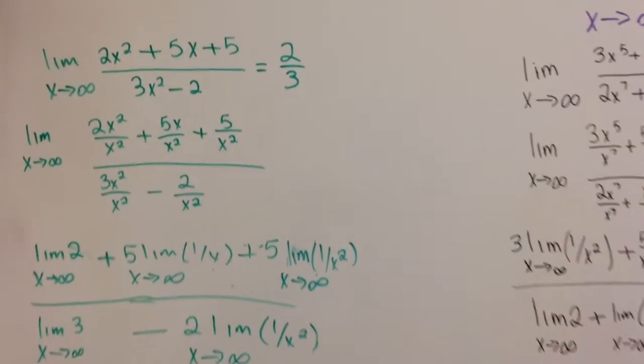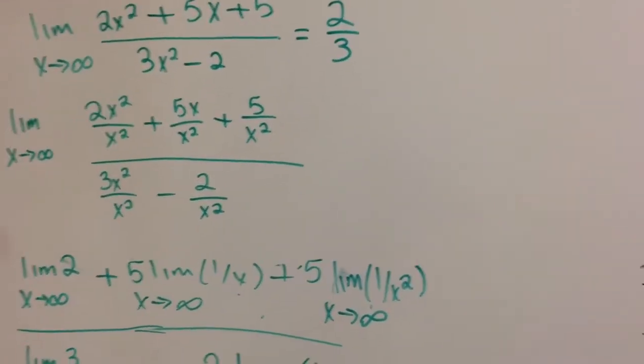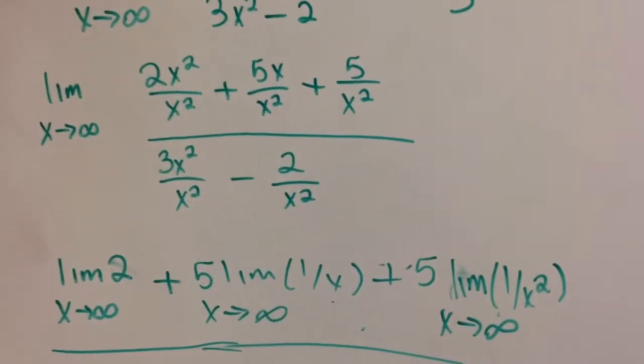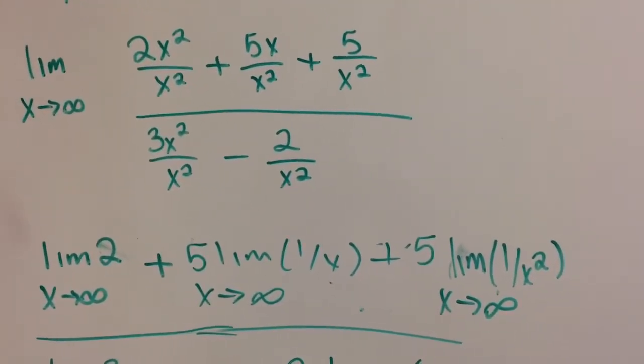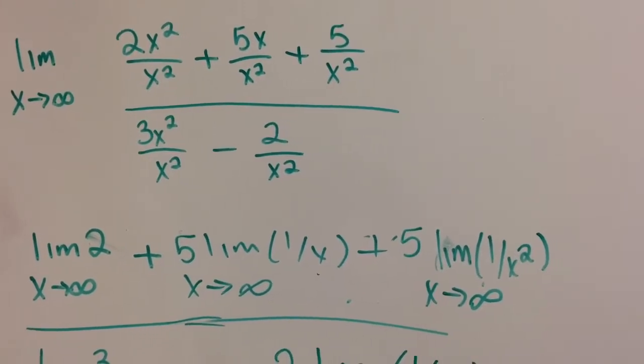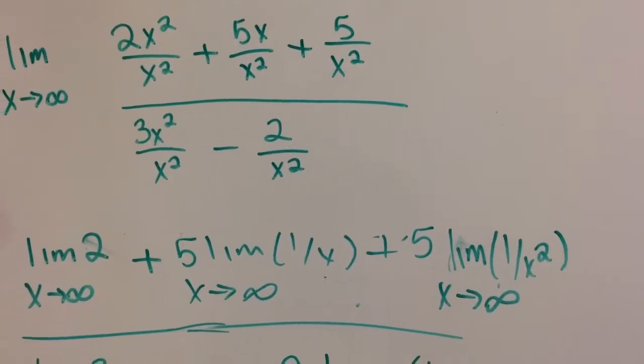So the answer should be a ratio of the coefficients of that leading exponent. And here is how we find the answer. We are going to divide each term in the numerator and the denominator by the highest exponent in the denominator. In this case, it is x squared.